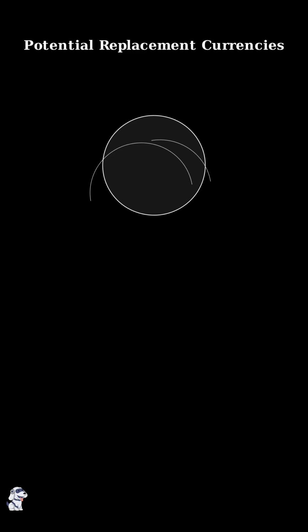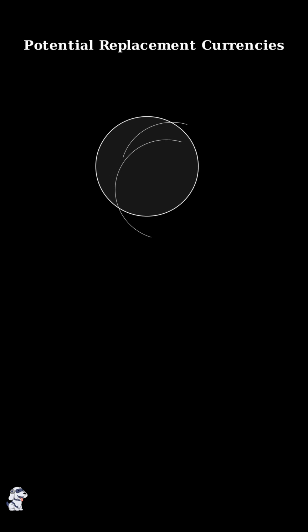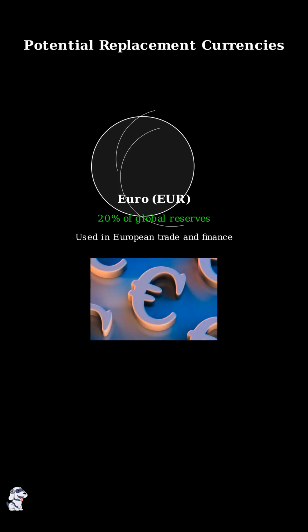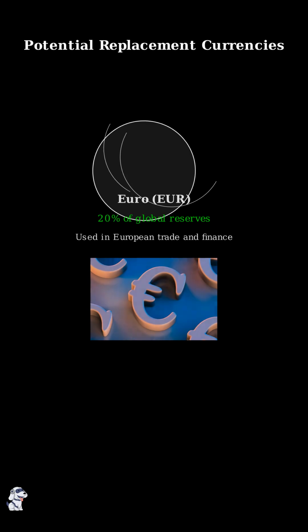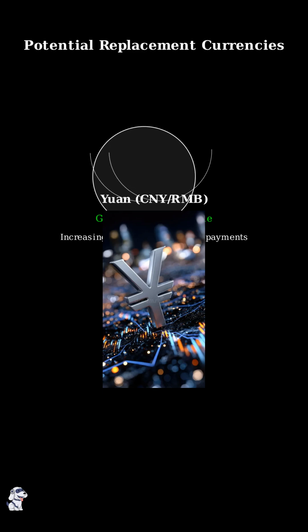Potential replacement currencies for the US dollar include the euro and the yuan. While these currencies have gained influence, neither currently matches the dollar's global dominance in market depth and widespread acceptance. The euro holds about 20% of global foreign exchange reserves. It serves as the primary currency for the European Union and is widely used in European trade and financial transactions. The Chinese yuan, also known as the renminbi, has been gaining prominence through expanded Asian trade initiatives. Its share in global payments has risen significantly, particularly in China's economic sphere.